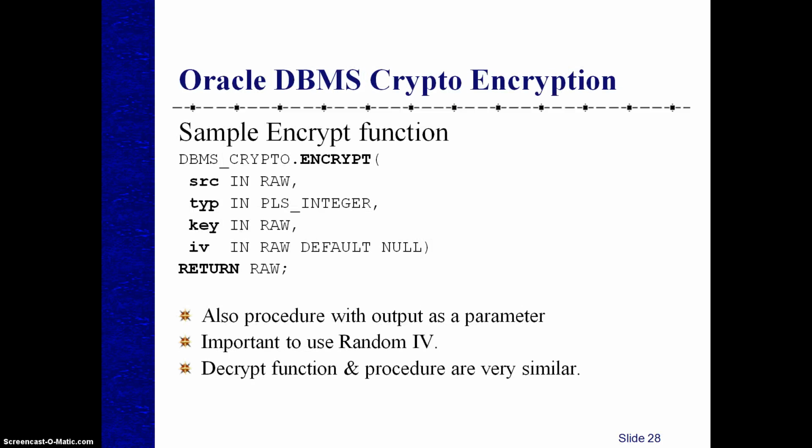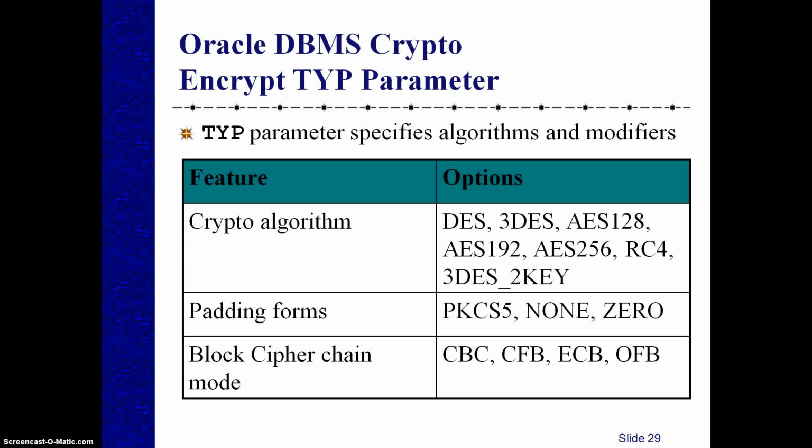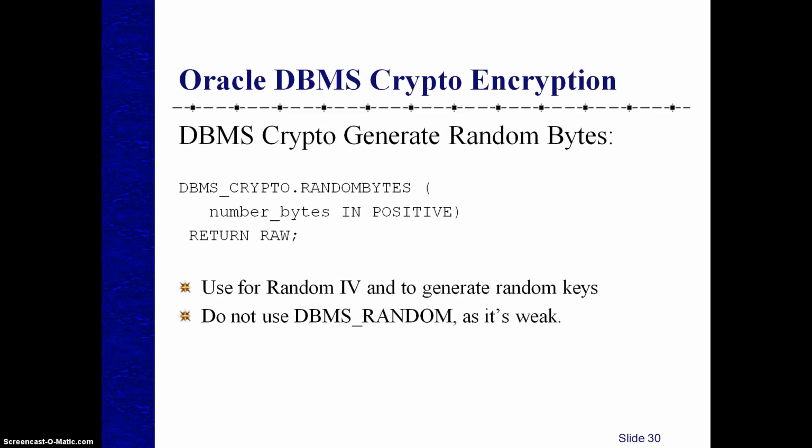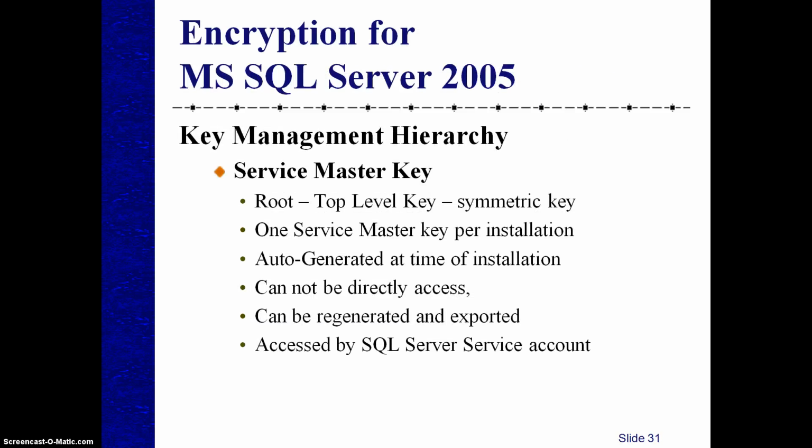Actually, the Oracle DBMS crypto encryption sample encryption function is just like that by using this one. And the Oracle DBMS crypto encryption parameters are like these features. The features are the crypto algorithm, which uses the options of DES like this, and the padding forms like PKCS5 or non-zero, and the block cipher is CBC like that, and the DBMS crypto encryption generates the bytes in the following way.